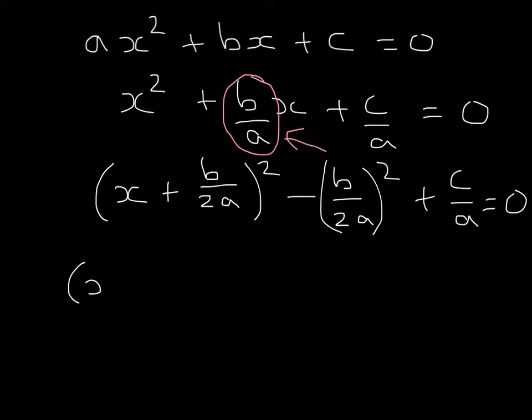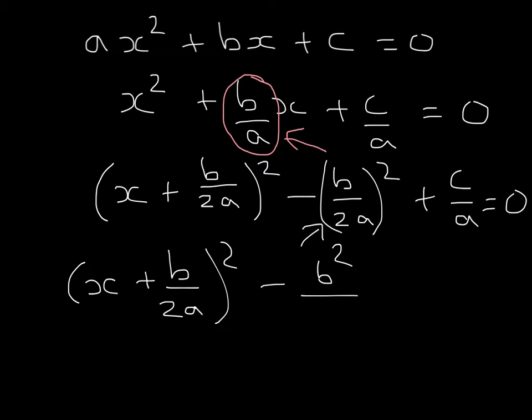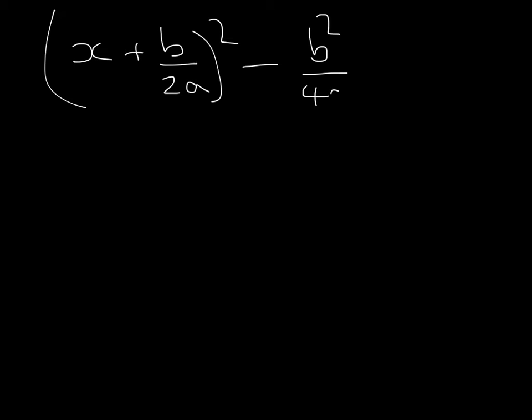So now we have x plus b over 2a, all squared. And then this squared is just b squared, and 2a times 2a is 4a squared. And then I've still got my c over a equals 0. Right, so moving on, I have x plus b over 2a all squared, and I had my minus b squared over 4a squared plus c over a, and that equals 0.